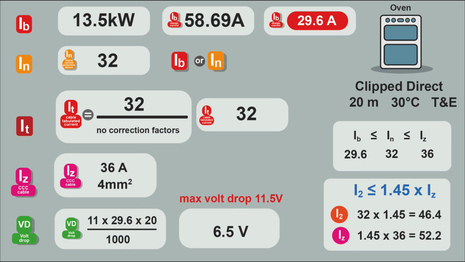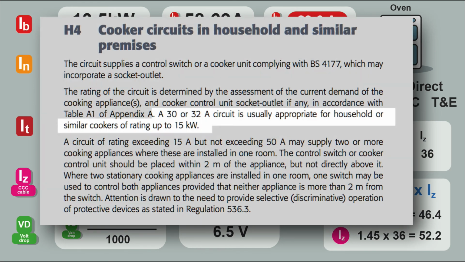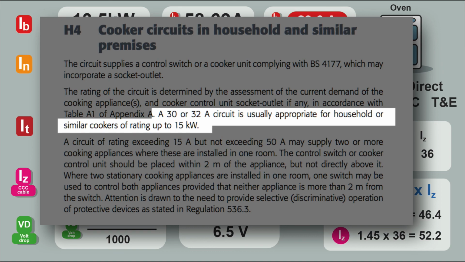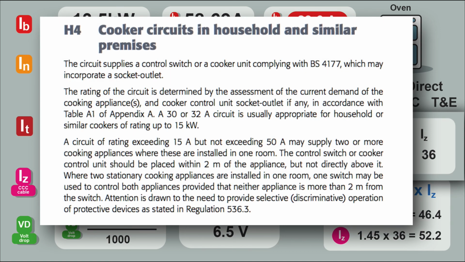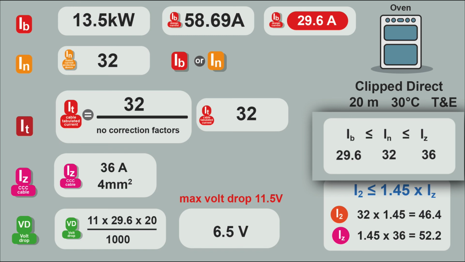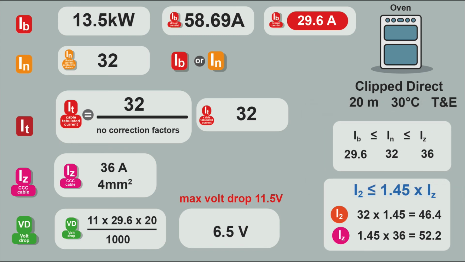We check for the volt drop factor in table 4D2B. 4D5 also has the volt drop factor as well. And for 4mm square cable, that's 11. So 11 times 29.6 times 20 divided by 1000 gives us a max volt drop of 6.5 volts. So 4mm square cable will be adequate for this cooker, but I know that a lot of people will still put on a 6mm cable. It's just habit and what people do. Cookers, they put it on 6mm cable. So we've got good coordination there. IB, IN, IZ: 29.6, 32, 36.